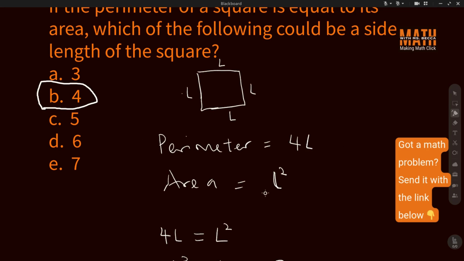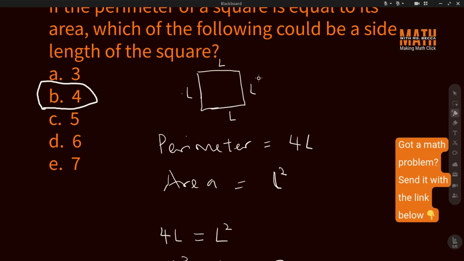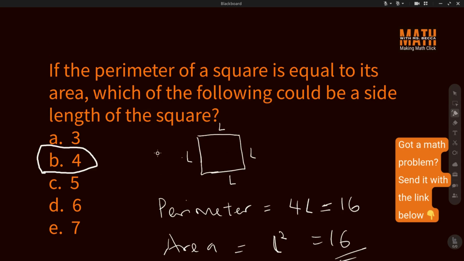So let's check to know if we are correct. Let's add 4 plus 4 plus 4 plus 4, that's the perimeter. That will give 16. 4 plus 4 is 8, plus 4 is 12, plus 4 is 16. Then L squared will be 4 squared, 4 times 4 is 16. So that shows that the perimeter of this square is equal to its area.